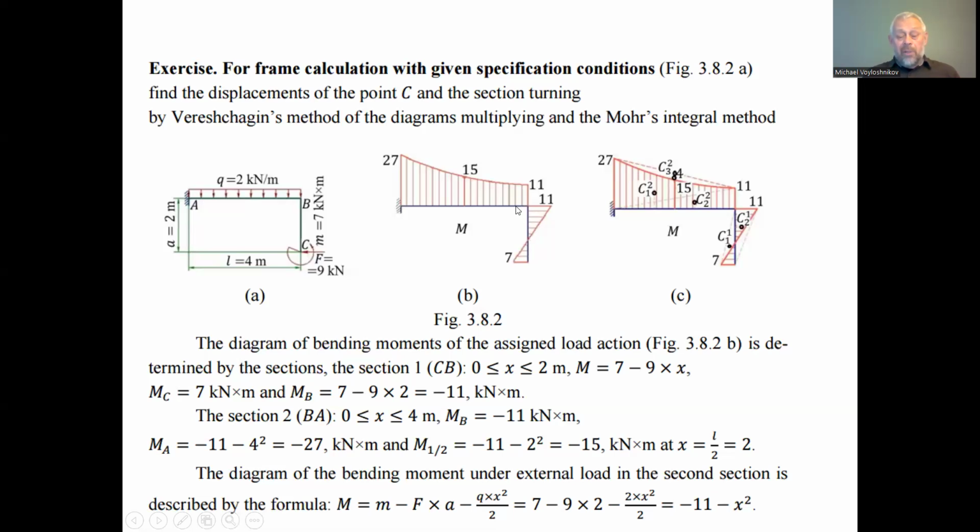This is for the first segment. We have a shape of the diagram of the bending moment like a twisted trapezoid. Perhaps we can substitute this diagram by two right angle triangles. One triangle is on the leg 7, another one on the leg 11, and the common leg is the length A of the element of the mechanical system CB. So this is a substitute for the twisted shape of the diagram of the bending moment of the external load action on the element CB of the mechanical system.